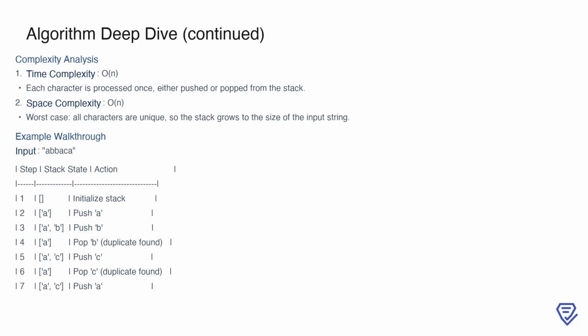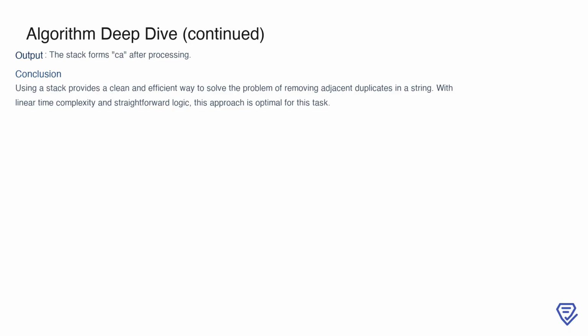This example demonstrates how the stack efficiently handles duplicates and ensures that the final string is free of adjacent duplicates. The final result of the example is CA, which is formed by converting the stack back into a string after processing all characters. This approach highlights the power of using a stack for solving the problem. The stack's ability to efficiently track and compare characters gives us a clean and optimal solution with linear time complexity. By processing each character only once and handling duplicates in a single pass, the algorithm achieves both simplicity and efficiency. Overall, the stack-based method is an excellent choice for this problem, offering an elegant and effective way to remove all adjacent duplicates from a string.